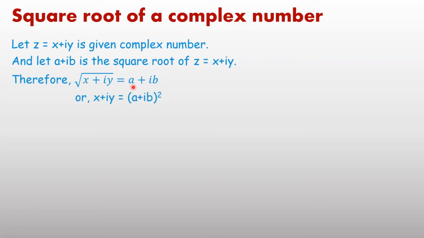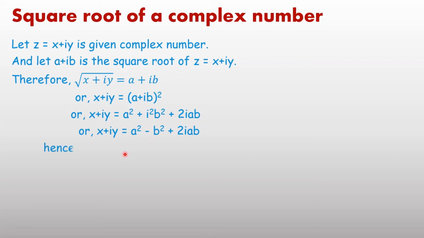Then squaring both sides and opening the bracket: x plus iy equals a square plus i square b square plus 2iab. The value of i square is minus 1, so put that in. Then compare the real and imaginary parts. The real part is x on one side and a square minus b square on the other, so you get a square minus b square equals x, and the imaginary part 2ab equals y.